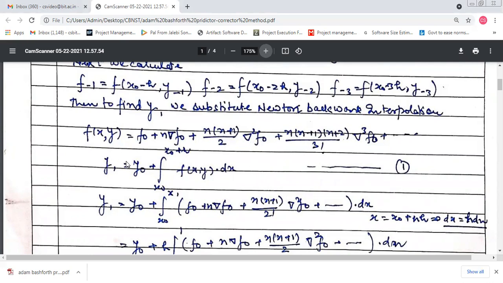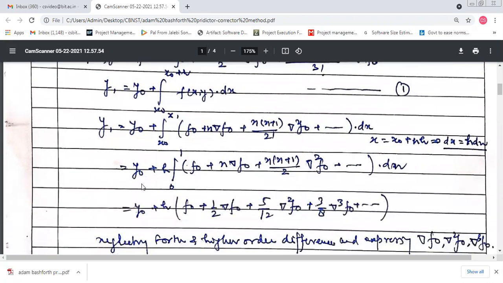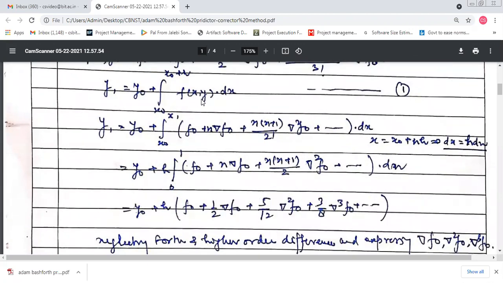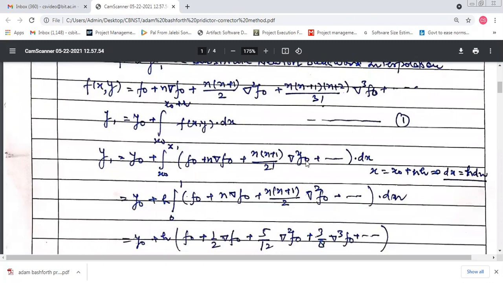Now, the next value of y, that is y1, can be obtained as y1 is equal to y0 plus the integral from x0 to x0 plus h of f(x,y) dx. Putting the value of f(x,y) from Newton's backward difference formula on the right hand side, we will have y1 equal to y0 plus the integral from x0 to x1. Instead of f(x,y), we put this right hand side value, converting dx into dn. We know x is equal to x0 plus nh, so dx will be equal to h dn.